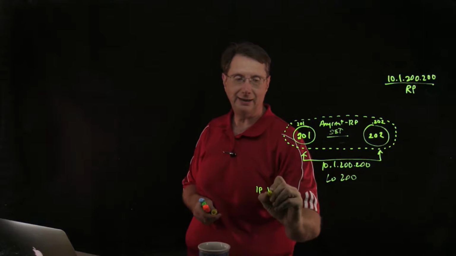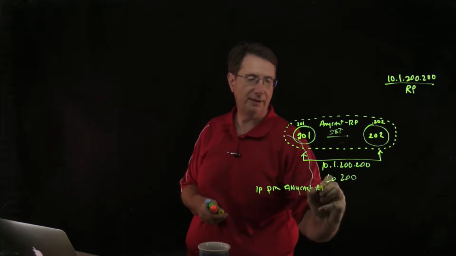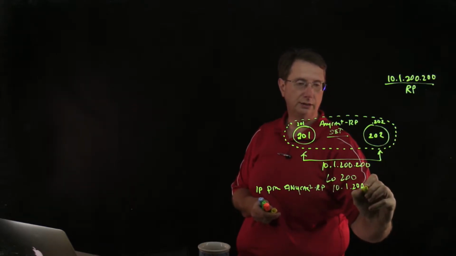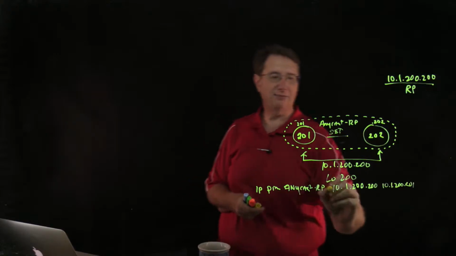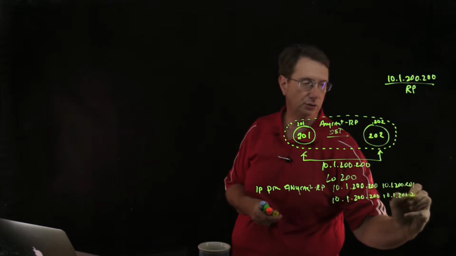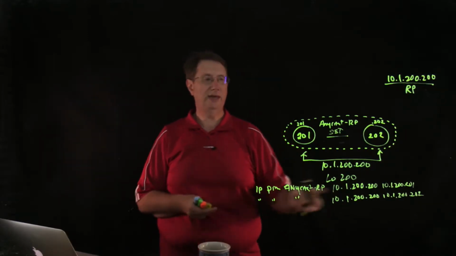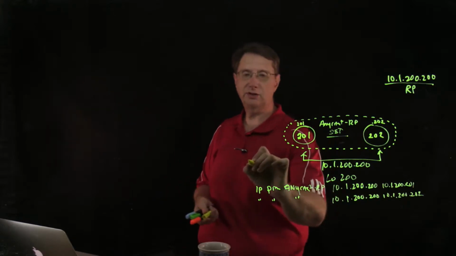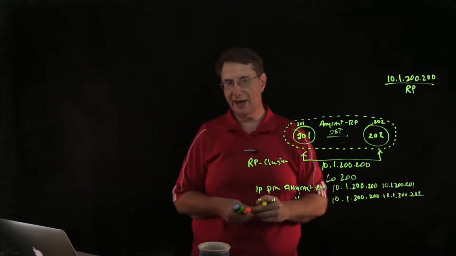Remember, we typed ip pim anycast-rp, and we used the 10.1.200.200, but then we put in the 10.1.200.201, and then did the exact same thing down here and entered 10.1.200.200 10.1.200.202. So each device knows the identity of the other Anycast RP set peers. This is a cluster, an RP, or rendezvous point cluster. And what we're going to find here is a direct result of that in the configuration.